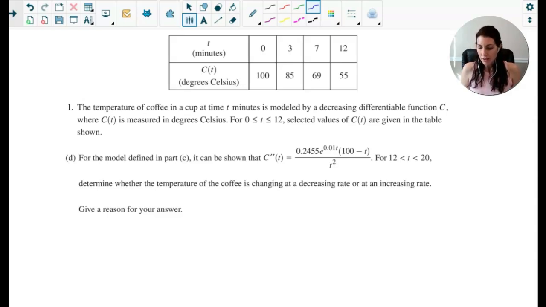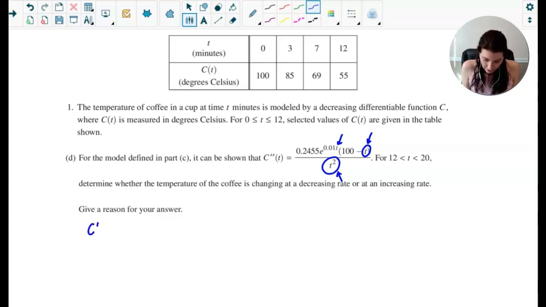So this question requires us to evaluate c double prime at t values between 12 and 20. If I think about plugging in values of time between 12 and 20 into this second derivative equation, e to any power is always going to be positive. Plugging the time value in here, 100 minus a value between 12 and 20 is also going to be positive. And then finally, we are dividing by t squared, and any value of time squared will always be positive. So as you can see, we end up with all positive values.